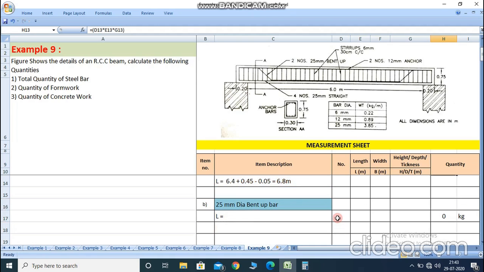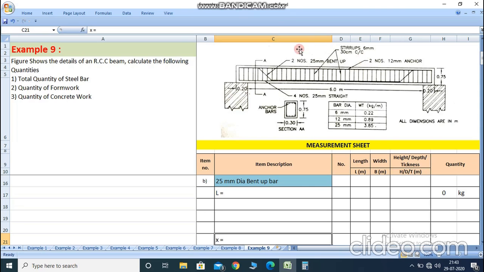Then after we find out the total quantity of the 25 mm diameter bent up bar. See this figure here, two numbers of the 25 mm diameter bent up bar are given. So here we write 2.